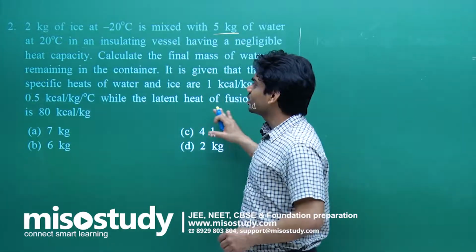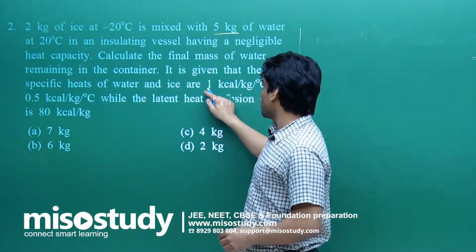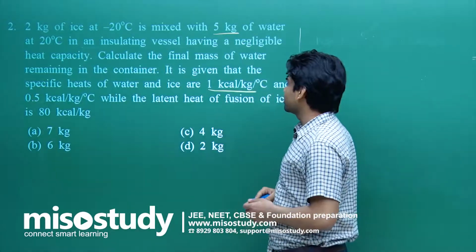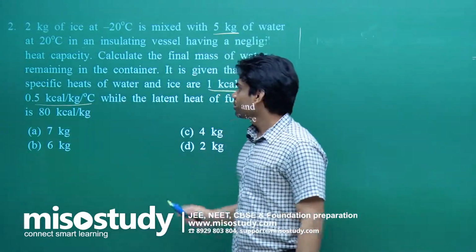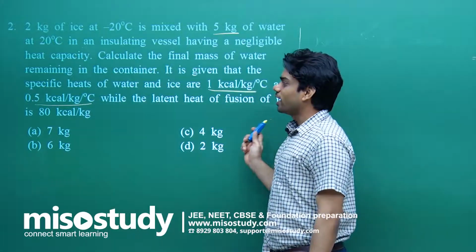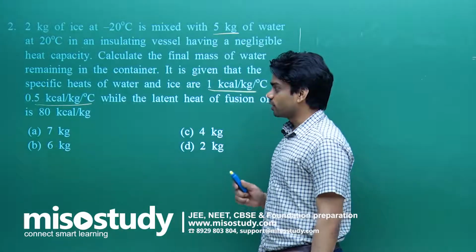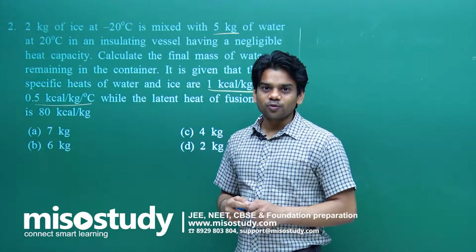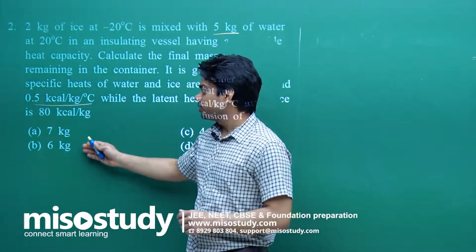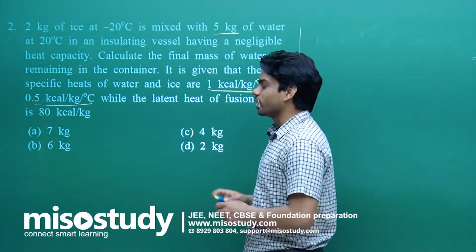It is given that the specific heat of water and ice are 1 kilocalorie per kg per degree Celsius and 0.5 kilocalorie per kg per degree Celsius for ice, while the latent heat of fusion of ice is 80 kilocalorie per kg. This is what has been given. So the final mass of water in the container we need to find out. A 7 kg, B 6 kg, C 4 kg, D 2 kg.